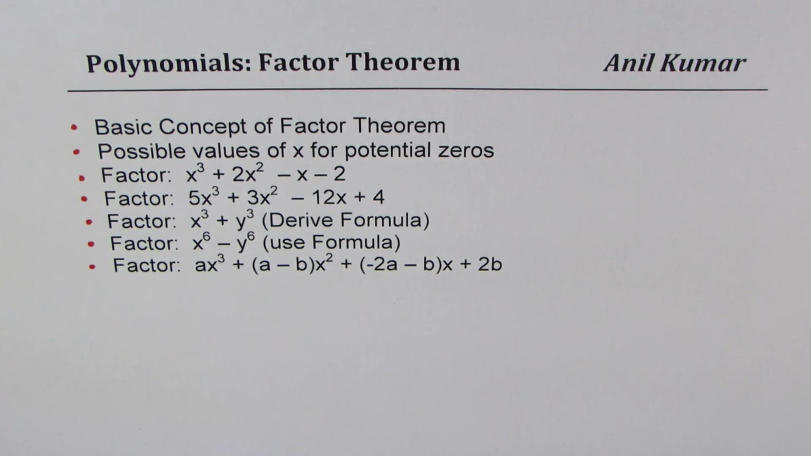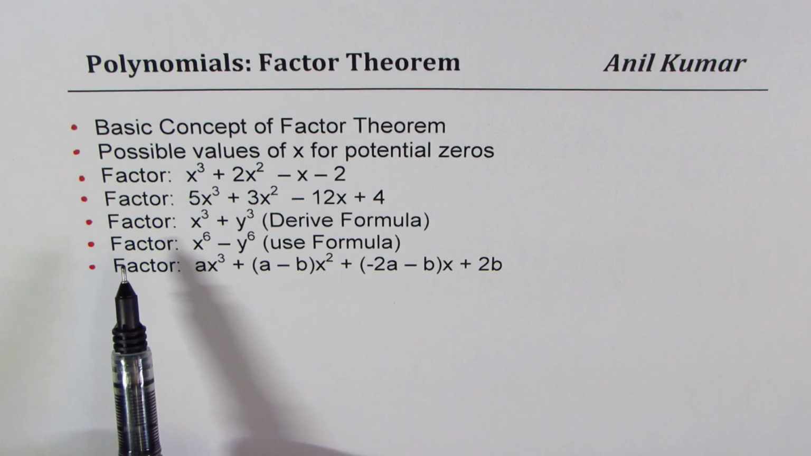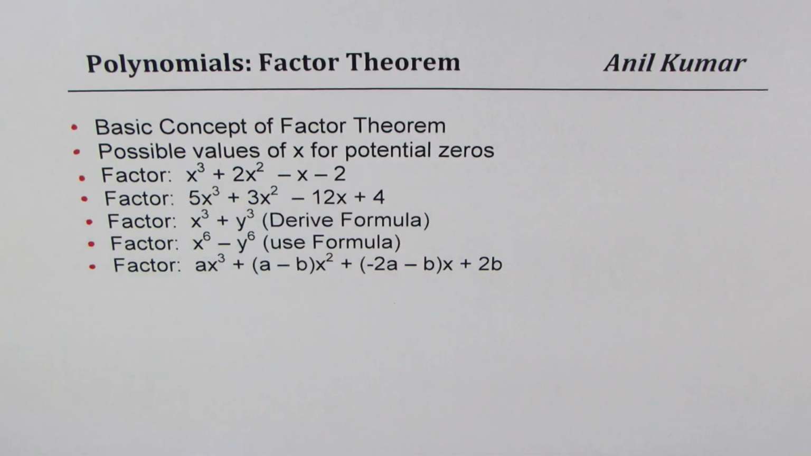In this video, I'll also answer a few great questions put forward by Gurmeen, and we'll discuss the topics mentioned here. So let's begin with the very basic concepts of factor theorem and also understand why we check only a few integer values for potential zeros. We'll take a few examples as given here and derive formulas for sum of cubes and difference of cubes. The last question here is a bonus question for you. It's seen sometimes in test papers.